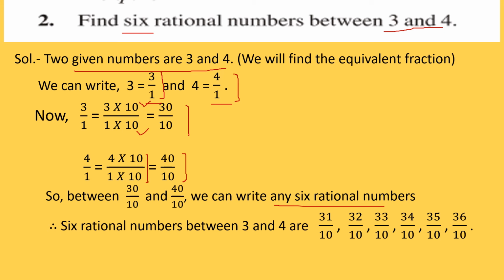So 6 rational numbers between 3 and 4 are 31 upon 10, 32 upon 10, 33 upon 10, 34 upon 10, 35 upon 10 and 36 upon 10. You can take any other 6 rational numbers. You can write 39 upon 10, 38 upon 10.